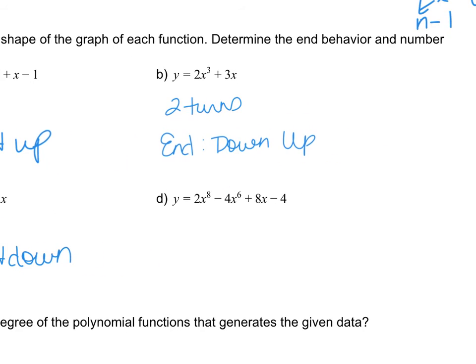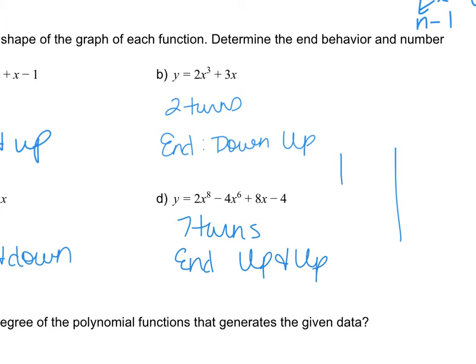So this would start up, and then it would go down, finish down. All right, and the last one of these would have up to 7 turns. And then the end would be up and up. So this is the end. Like on this one, it could very well start up here and then do a bunch of squiggles and then end up. The higher the degree of the polynomial, the more funky, crazy turns that you can have, but don't worry about that at the moment. We're just worrying about the end behavior.